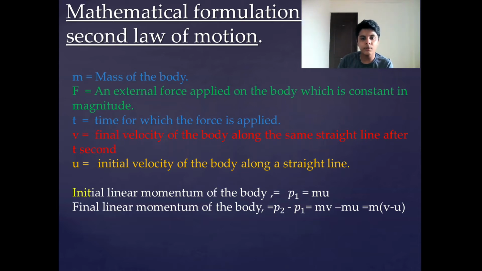Initial linear momentum of the body is equal to P1, that is equal to mu. Final linear momentum of the body is equal to P2, and the change P2 minus P1 is equal to mv minus mu, that is equal to m into (v minus u).